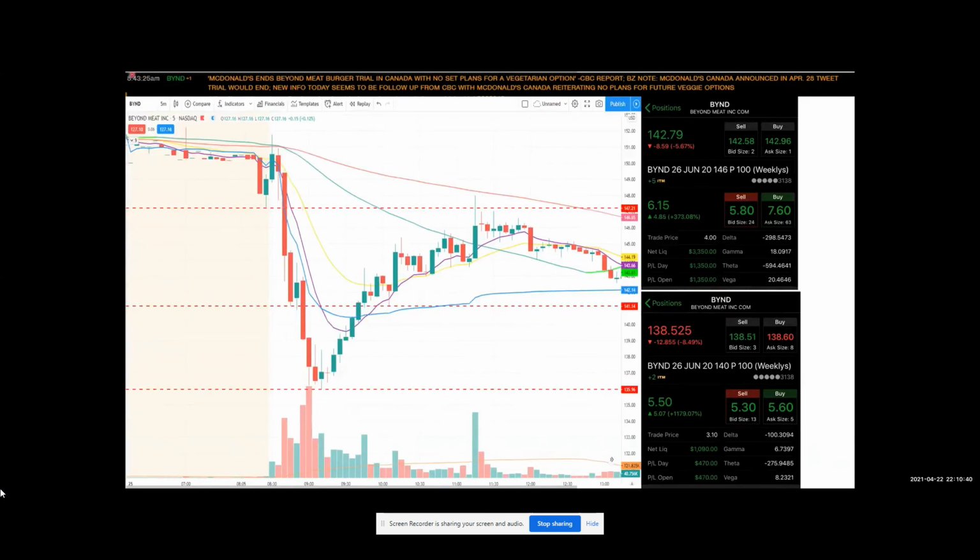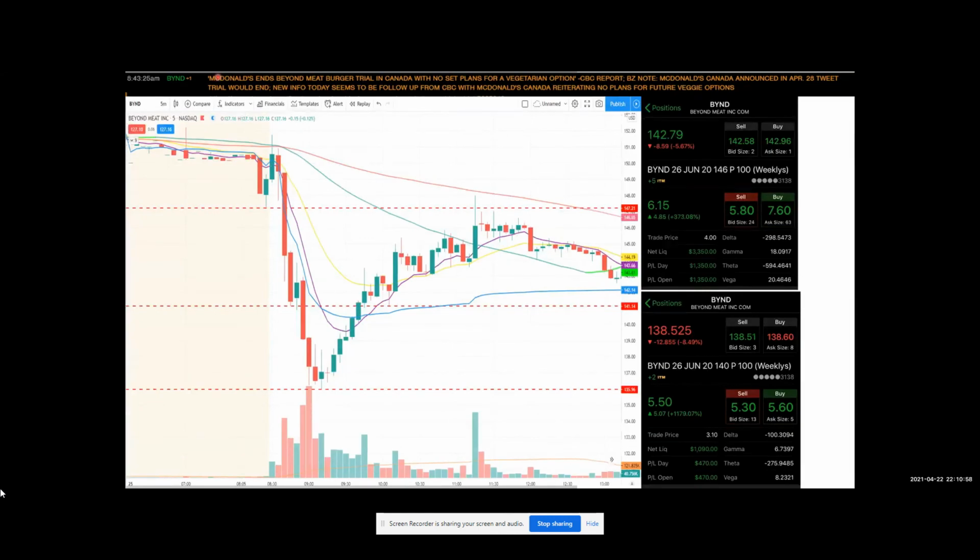Right when we entered the trade at 8:43 a.m., you can see this is a 5-minute candle, 5, 10, 15, right? So this is the next candle. This is where we entered the trade. When we entered, news dropped that McDonald's is going to discontinue Beyond Meat's burger.